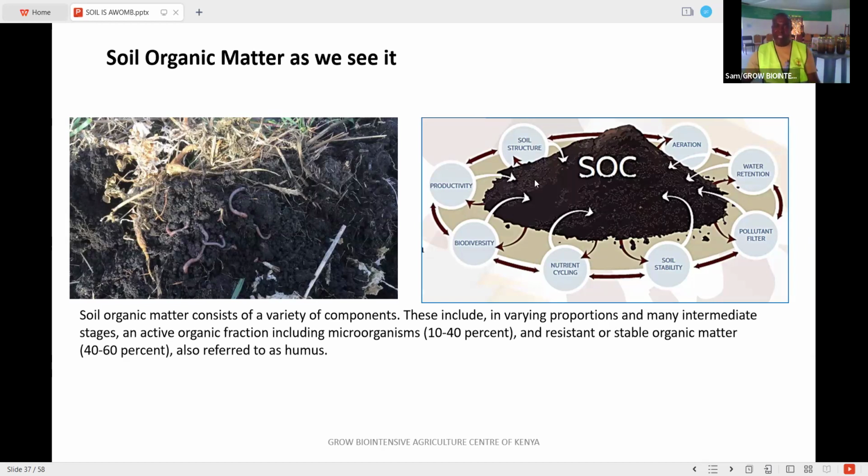So organic matter in a nutshell improves the soil structure, it improves productivity, it also increases biodiversity in the soil, it recycles nutrients, it stabilizes the soil, it filters pollutants, it retains water, improves aeration, and has many other importance and advantages of adding in organic matter. And this is a practice that every farmer should be able to hold for them to really grow more food.